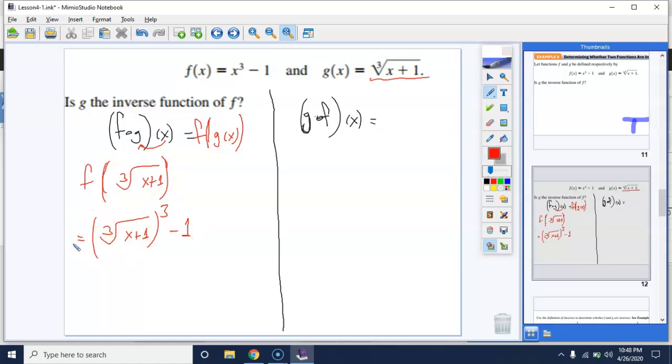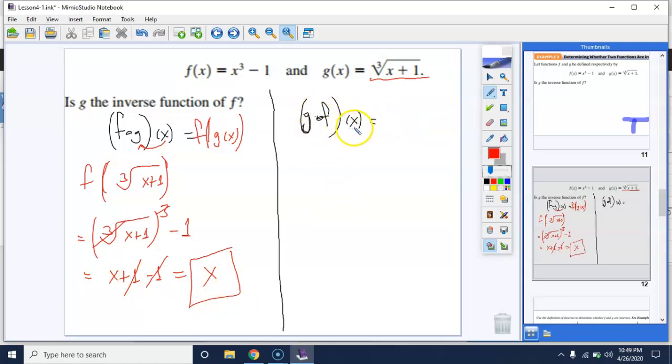Now let's calculate this. As you see, the cube root and the 3 cancel each other. We have left x plus 1 minus 1. So they will cancel each other out as well, and we end up with x. Let me keep it here. Let me try this one.